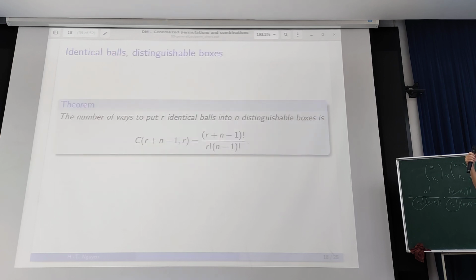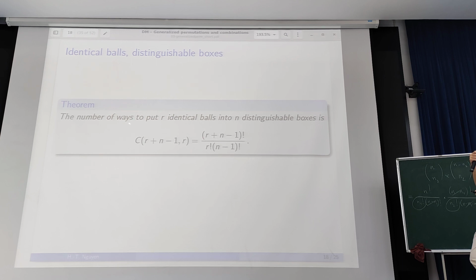Now the next case, where the balls are the same but the boxes are different. This is exactly the case that we have seen with the cookies and the types of cookies. We repeat the formula here, just for the sake of completeness. We put R identical balls into n different boxes, and the result is this.